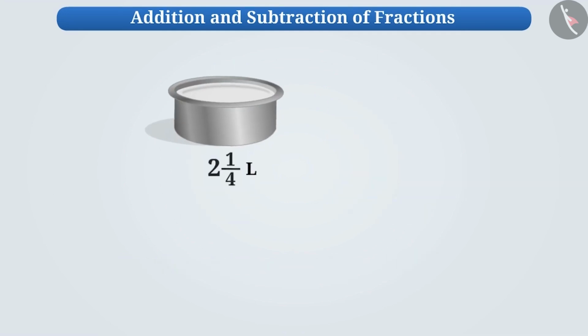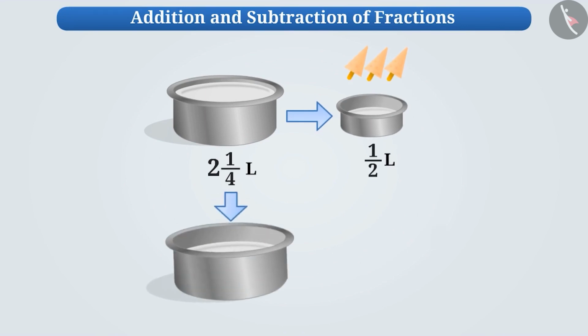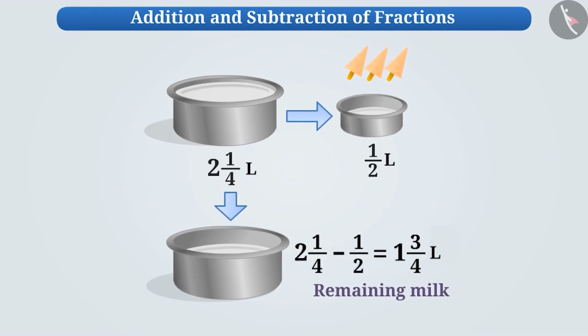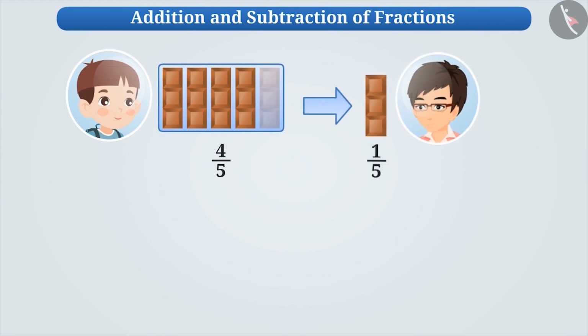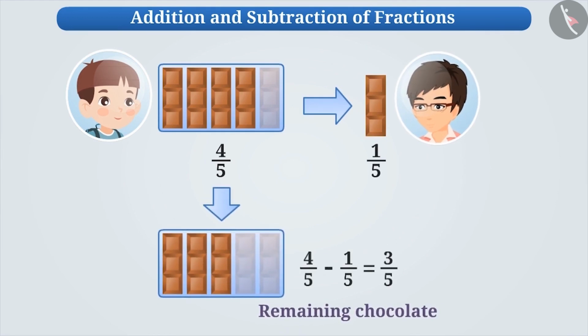Suppose you have 2.25 liters of milk, out of which you made kulfis with half a liter, then the remaining milk is 1 3/4 liters. Similarly, if you have 4/5 parts of a chocolate, out of which 1/5 parts is given to your friend, then the remaining chocolate will be 3/5 parts of the chocolate. Addition or subtraction of fractions is not always easy.